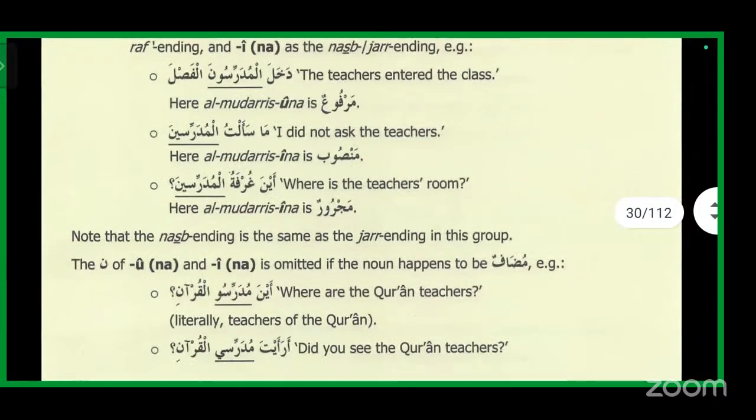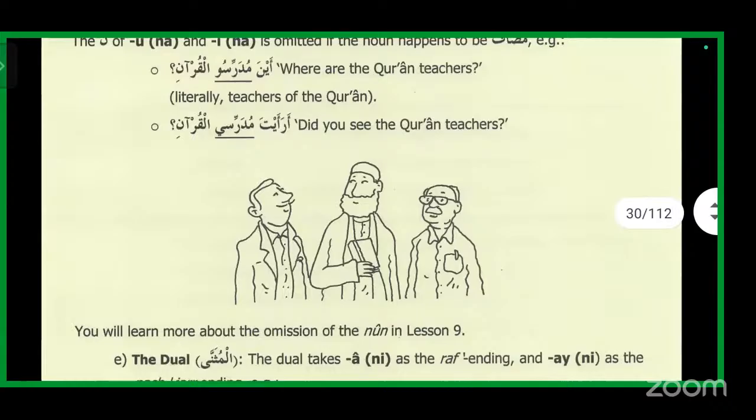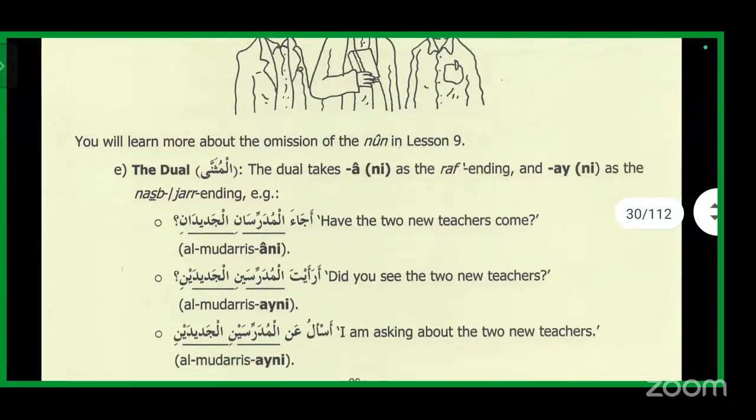The noon of una and the ya of ina is omitted if the noun happens to be mudaf. Example: Ayna mudarrisul Qur'ani? Where are the Quran teachers? Literally, teachers of the Quran. Ra'aita mudarrisil Qur'ani. Did you see the Quran teachers? You will learn more about the omission of the noon in lesson 9.